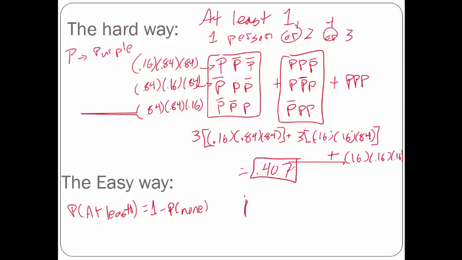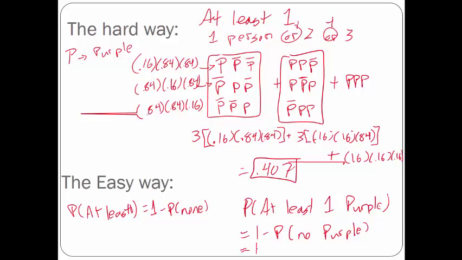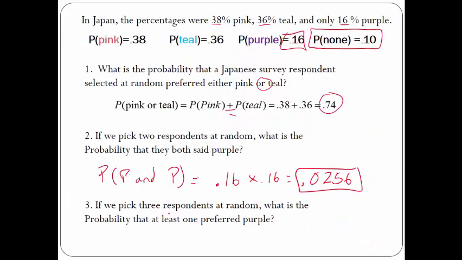So for us, the probability of at least one purple would be the same thing as 1 minus the probability of no purple. And there's only one way to get no purples, which would be no purple, 84%, no purple, no purple. Plug that into a calculator, you'll realize you're looking at 0.407. So it's a little bit quicker way of getting that. One thing that I would encourage you, if you ever see the term at least one, go ahead and start thinking the probability of at least one is equal to 1 minus the probability of none.